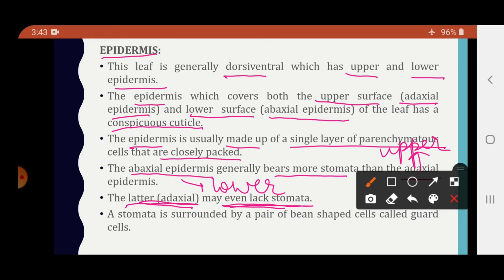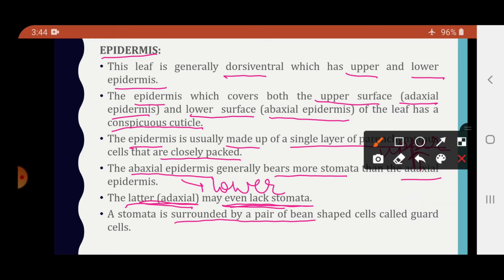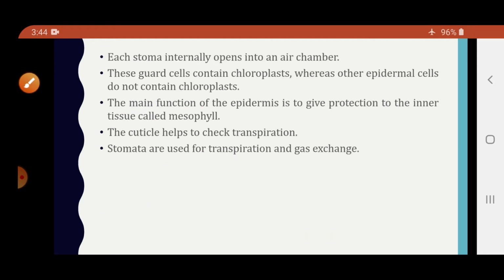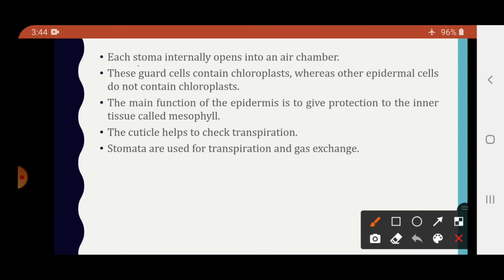A stoma is surrounded by a pair of bean-shaped cells called the guard cells. Now we know that a stoma is surrounded by guard cells. So in dicots, the shape of the guard cell is bean-shaped. Okay. Each stoma internally opens into the air chamber. Each stomatal pore internally opens into a cavity which is called an air chamber.